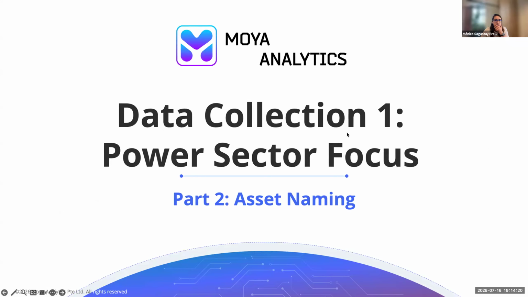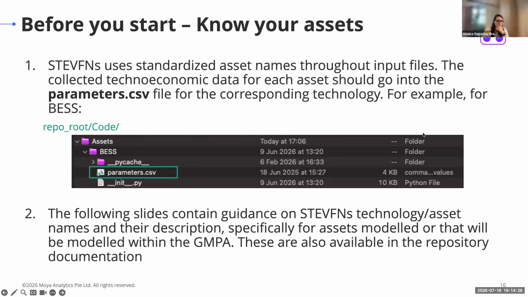So part two, I'm going to go into asset naming. Just a reminder, because this is Stevens focused and for reference later. Each asset, in different models, you're going to find different abbreviations or different conventions of how people name assets. We've documented what we have for Stevens here. But the idea in our structure is that every asset technology, like here you see for the batteries that are in the code or the source directory, we have a parameters.csv file.